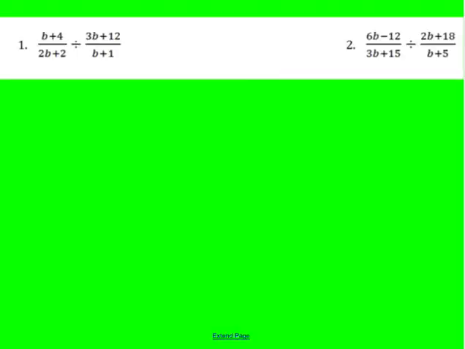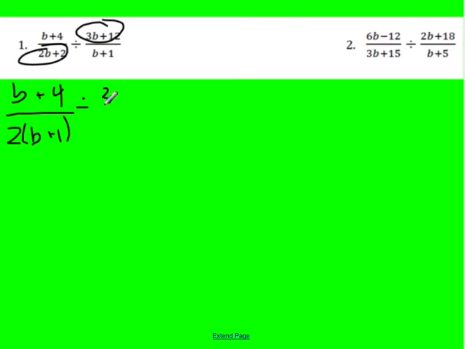So I noticed first of all in number 1 that in 2b plus 2, I can take out a greatest common factor. Both 2b and 2 are divisible by 2. So we have b plus 4 up top, and then on the bottom I can take out a 2, and I'm left with b plus 1 when I take out a 2. Then I notice over here I have 3b plus 12. Well, 3 and 12 are both divisible by 3. So I'm going to take out a 3, and I'm dividing each term by 3, and that leaves me with b plus 4. And then on the bottom, I have that b plus 1.